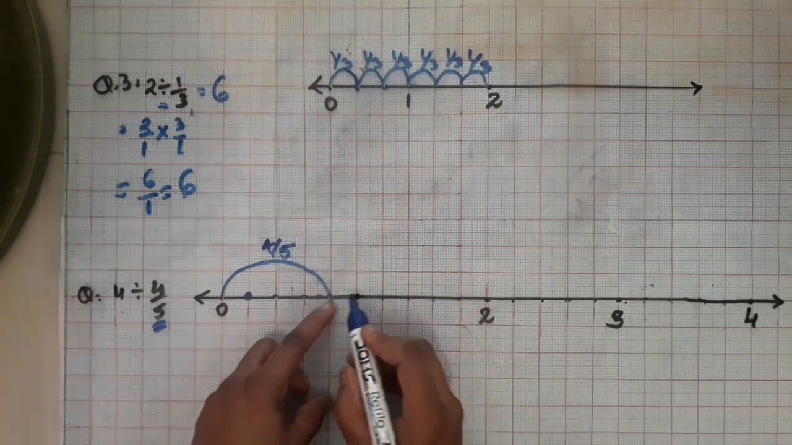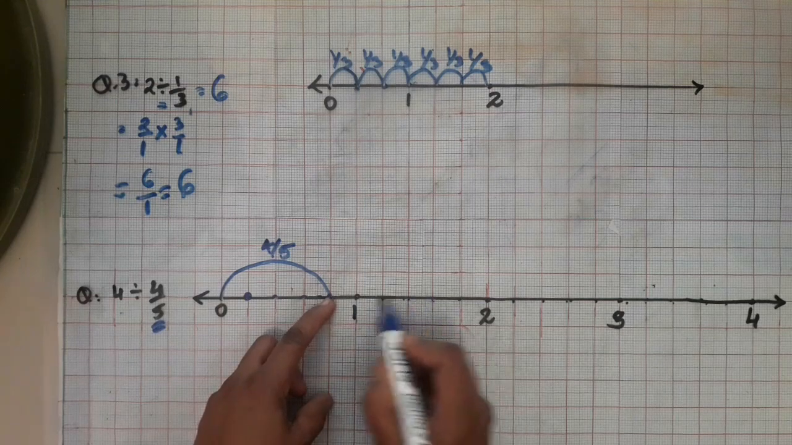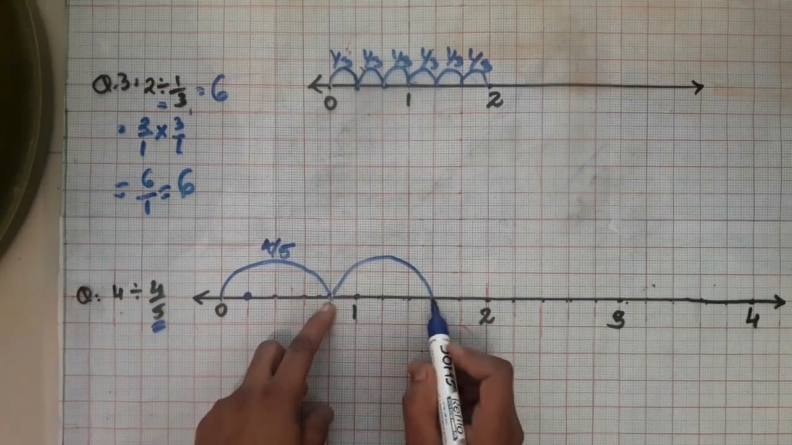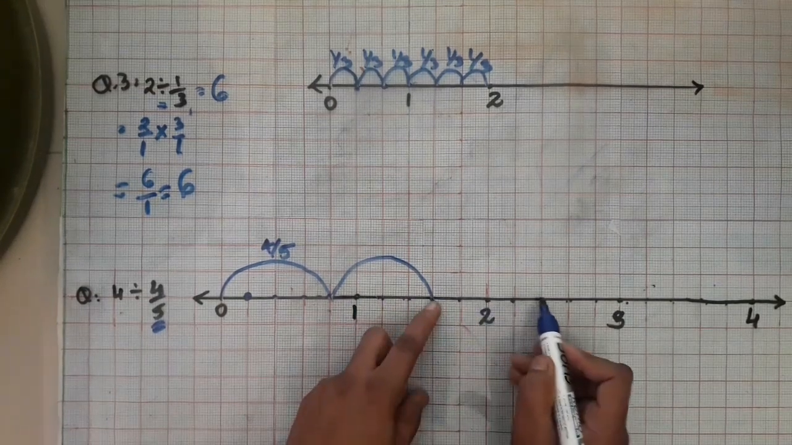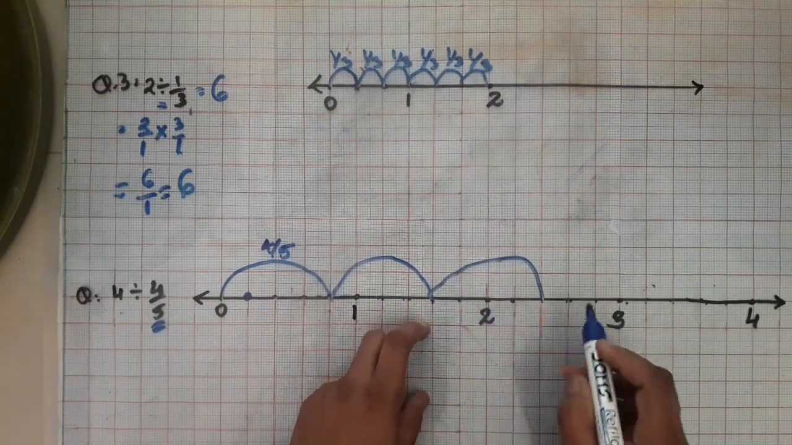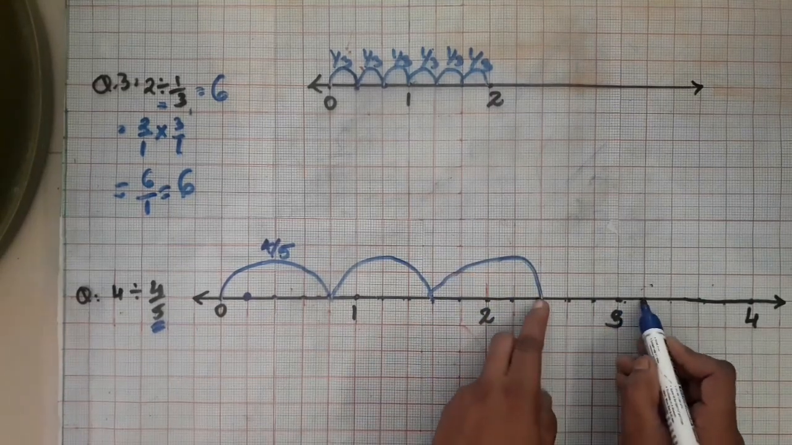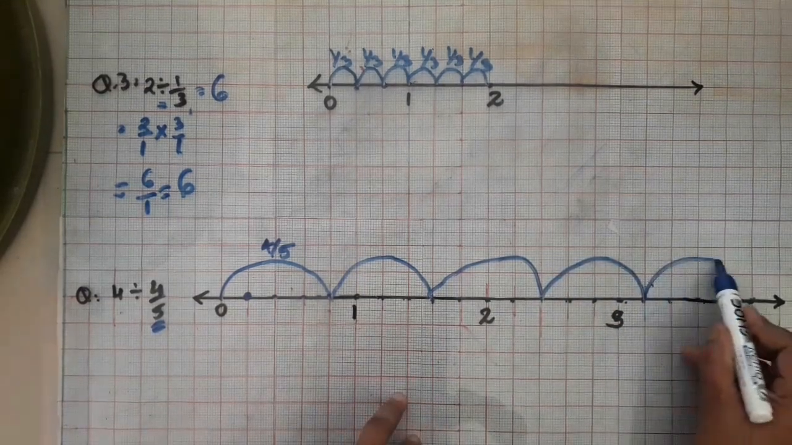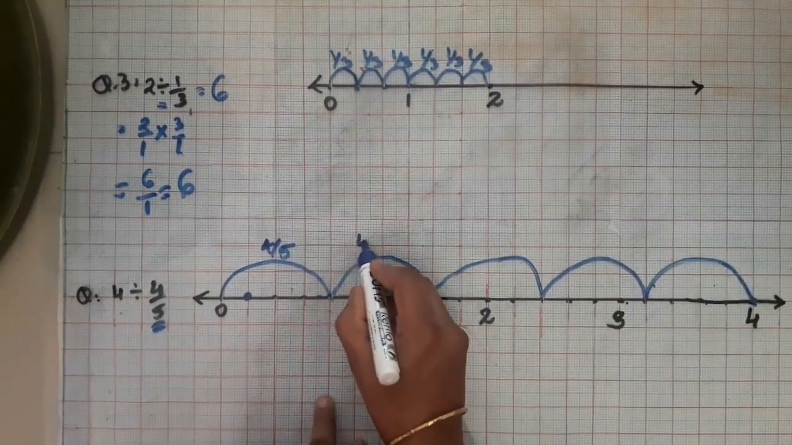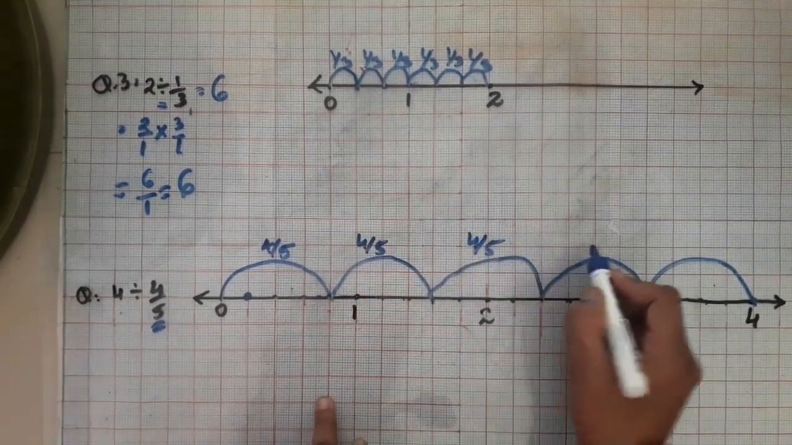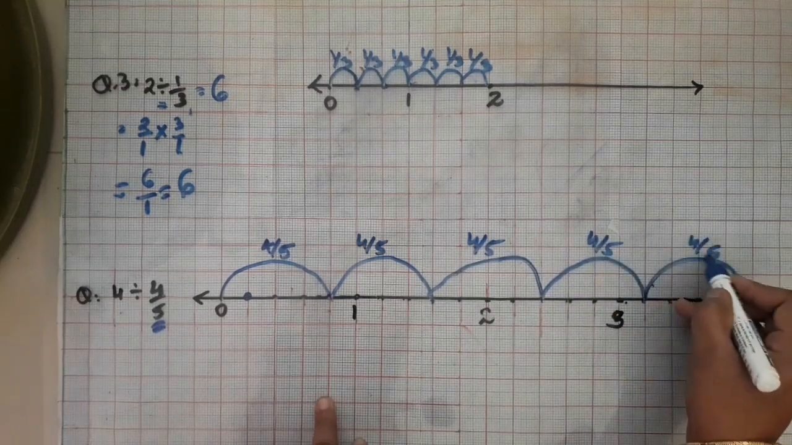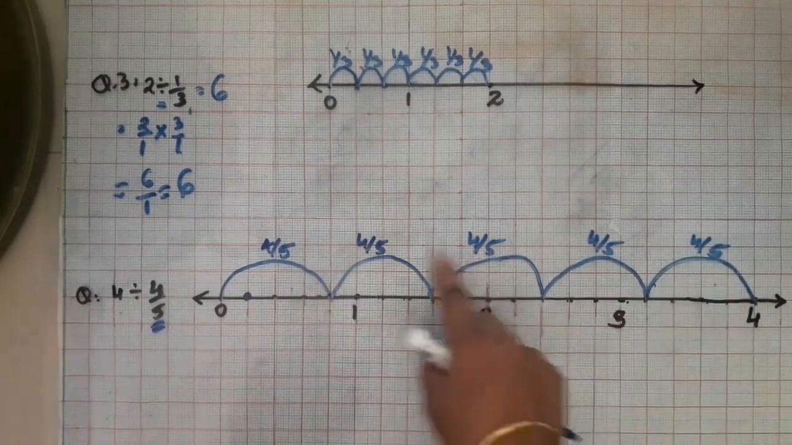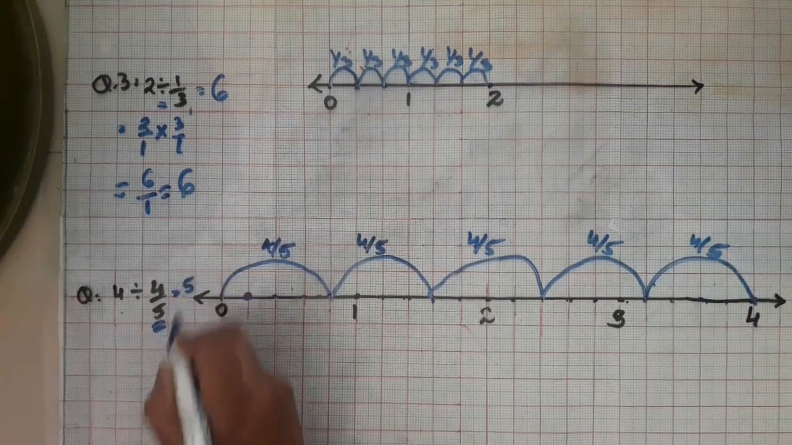Again fourth point, that is 1, 2, 3 and 4. This is my second jump. Again 1, 2, 3 and 4th. This is my third jump. Now 1, 2, 3 and 4th. This is my next jump, and 1, 2, 3 and 4th. This is my next jump. So here this is 4 by 5, this is 4 by 5, this is 4 by 5, this is also 4 by 5. So how many 4/5ths are there in 4? That is 5. So this answer is 5.